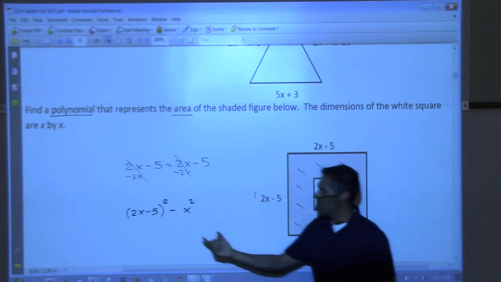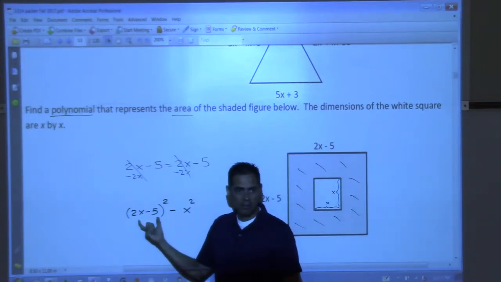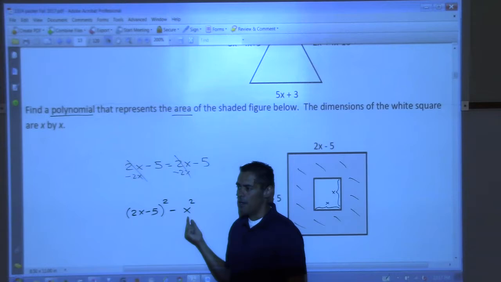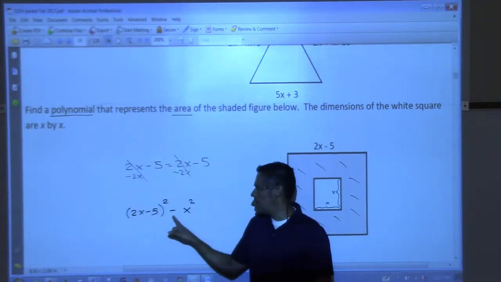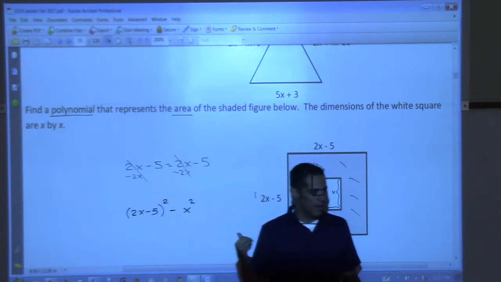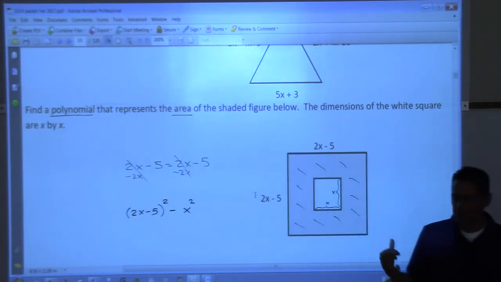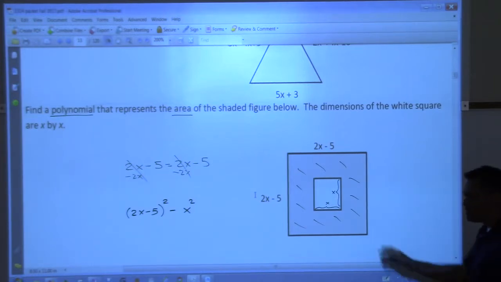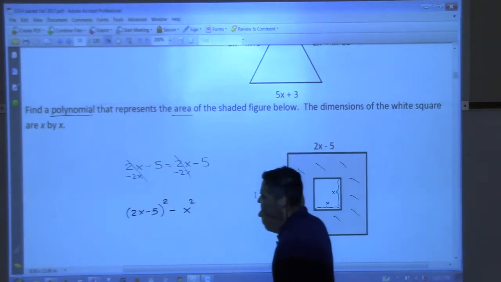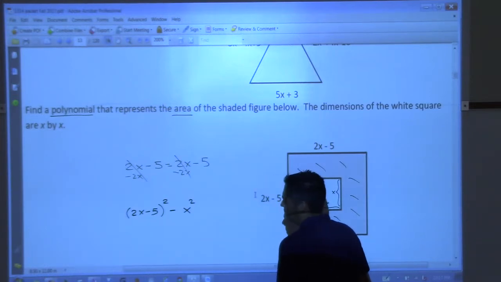That's it. So this is the area of the entire thing, right? And then this is me taking away the stuff that's inside. And so to do this now, you'd have to square this, which means you'd have to FOIL or expand, right? Figure out what that is, and then at the end of it, subtract x squared. You think you could do that? Your answer is going to have x's in it, right?